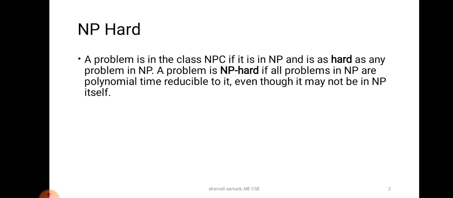Now let us see what NP-hard is. A problem is in the class NPC if it is in NP and is as hard as any problem in NP. A problem is NP-hard if all the problems in NP are polynomial time reducible to it, even though it cannot be in NP itself. In short, a problem L is NP-hard if and only if satisfiability reduces to L.